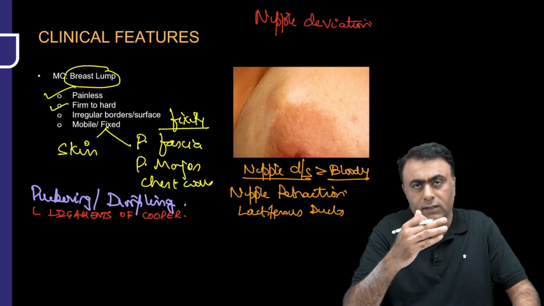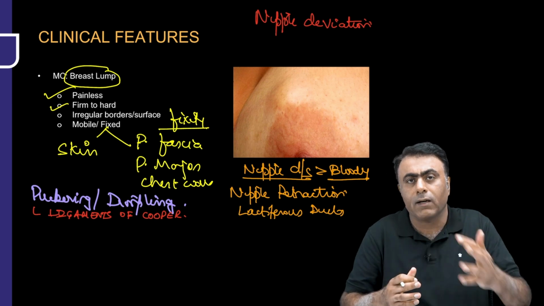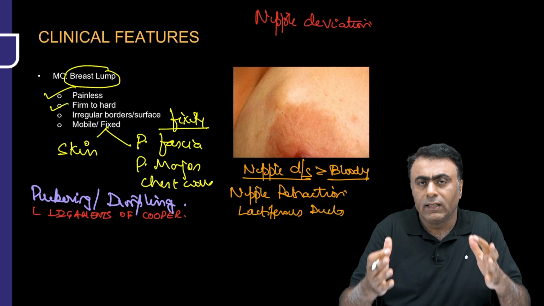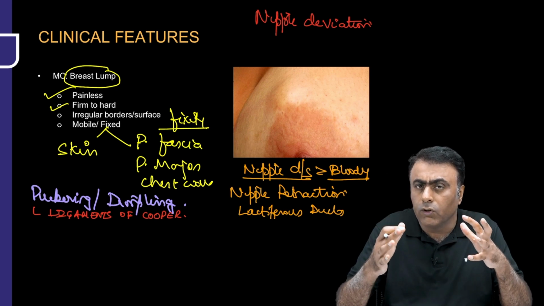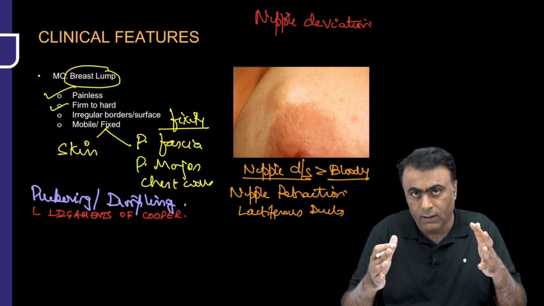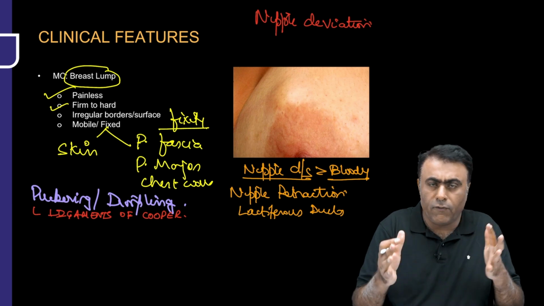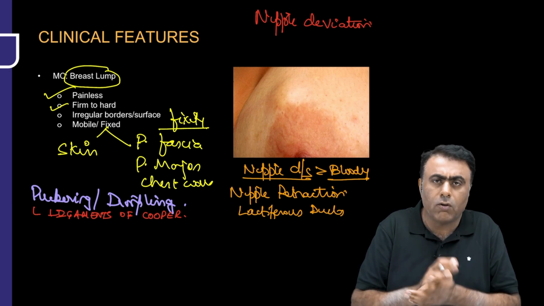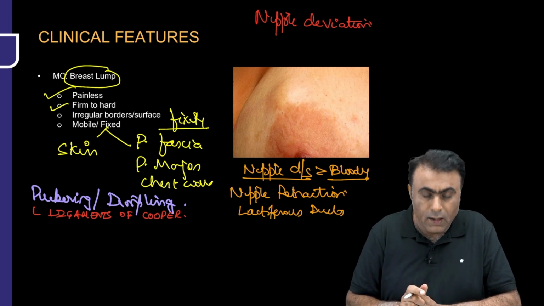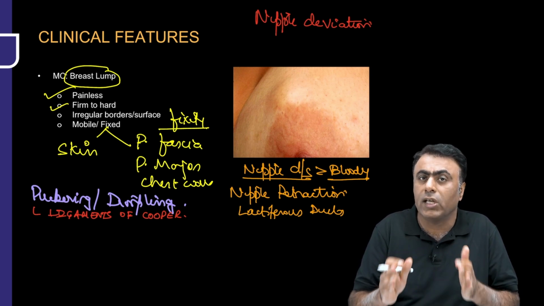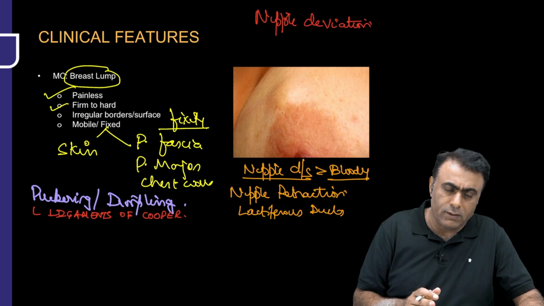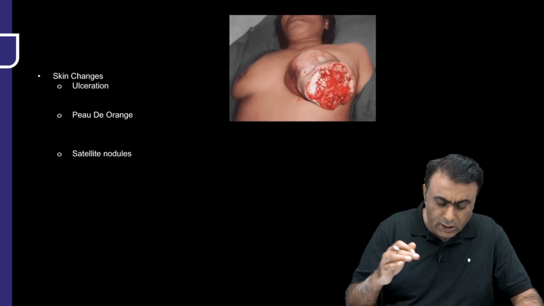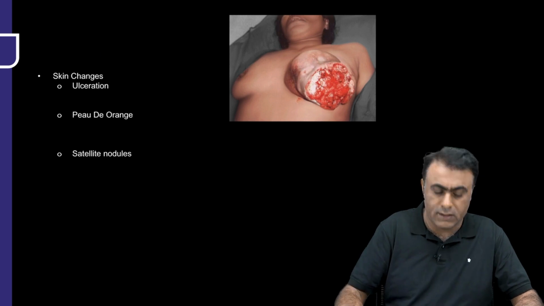Now, these features, nipple retraction, dimpling, puckering, fixity to the skin, or nipple deviation, are not going to influence the staging of breast cancer. But there are certain other skin changes which are very, very important and which can influence the staging of breast cancer as well. So, what are those other skin changes?